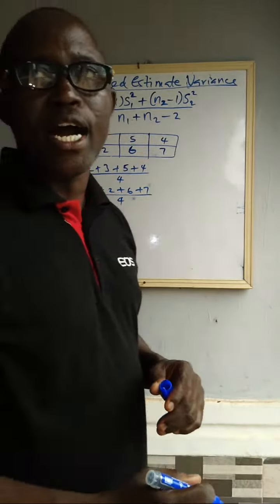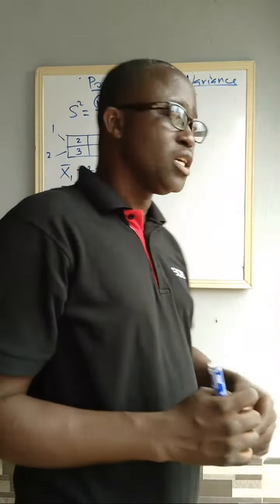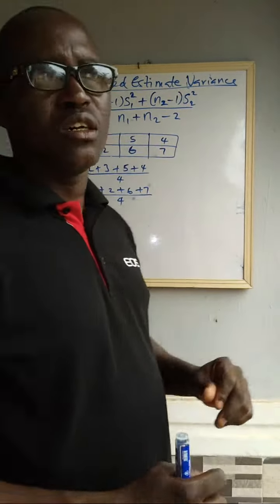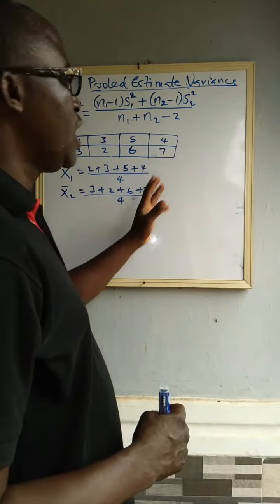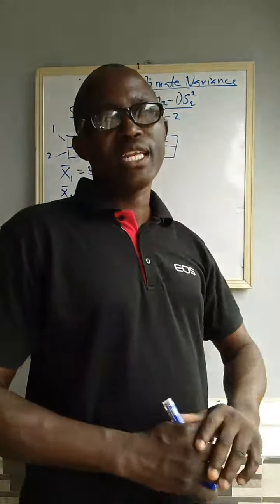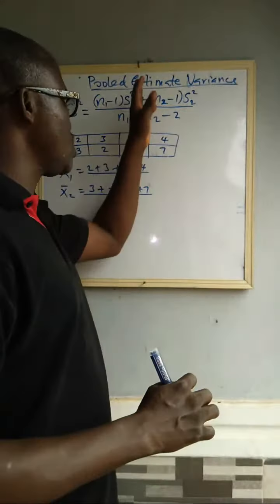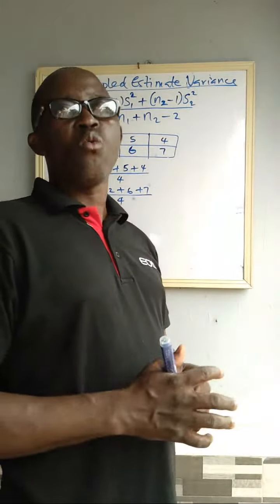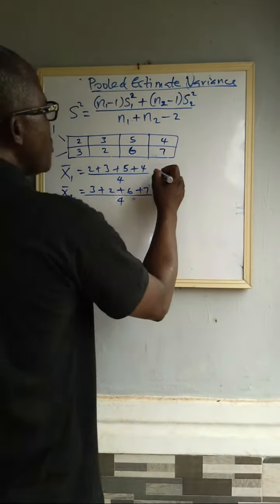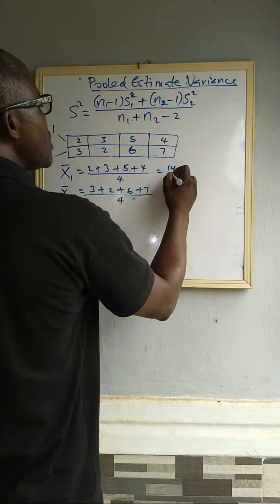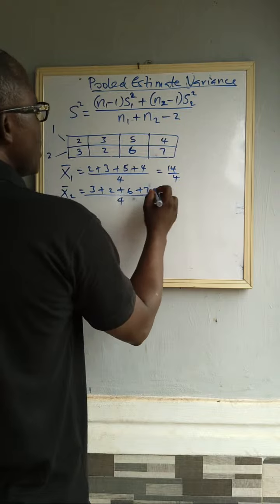Mark you, in some observations, the length of each data set may not be equal. Right here, we have 4 and 4, but that doesn't mean it always comes like that. This one may be 4 while this one is 8. It doesn't stop your calculation. You still go ahead with these steps. So let's look at this. This is 14 over 4, and this is 18 over 4.